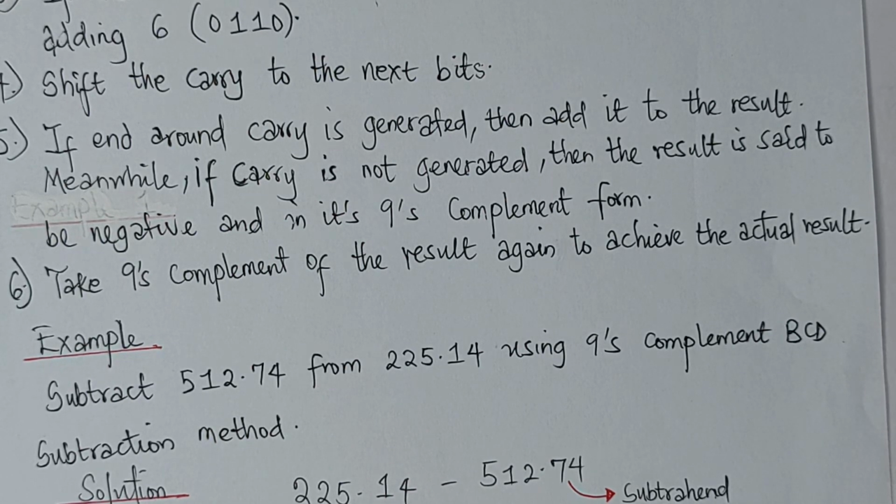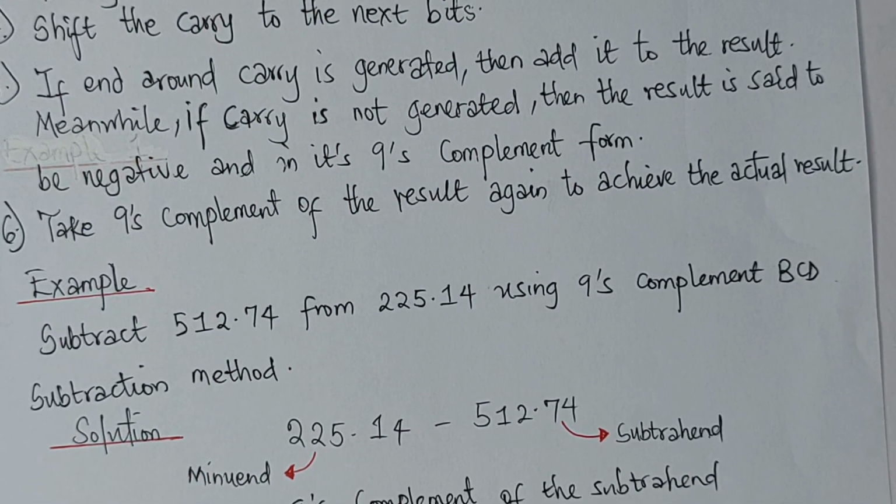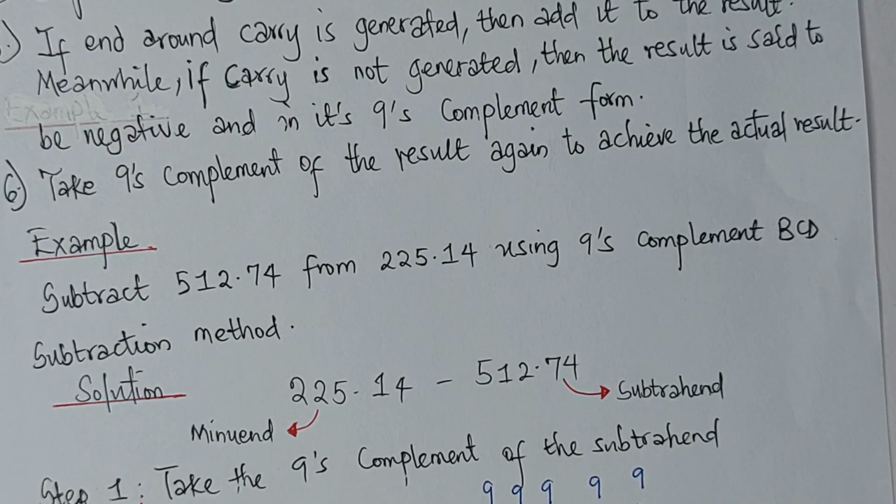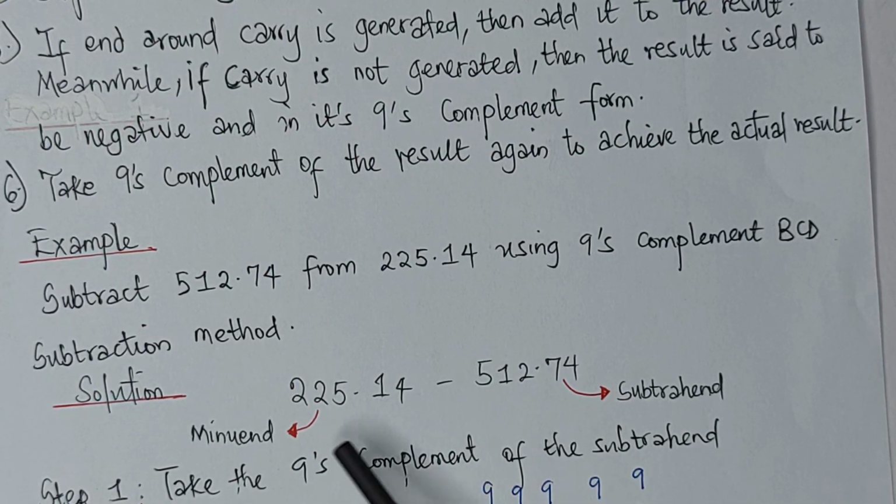The first thing I normally do is to spread out the values first. You need to identify what is the minor end and what is the superior end so that you don't miss your calculation. So we have the minor end to be 225.14, whereas the superior end is 512.74. Having laid that out, we'll proceed with step 1, which is to take the 9's complement of the superior end.